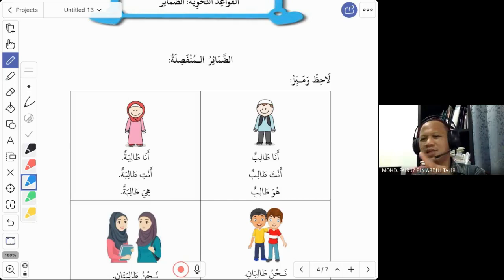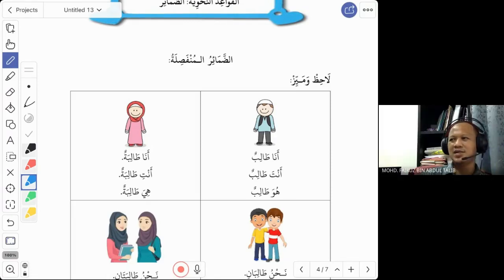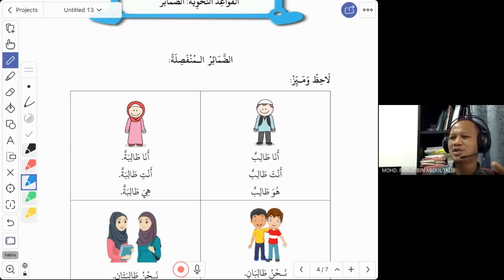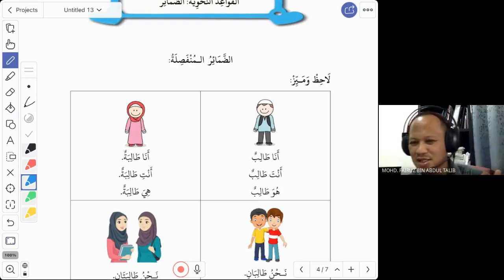Anta, anti, ana. How do you say he? Anyone? Huwa. Huwa, correct. How do you say she? Hiya. And the last word, how do you say we? Nahnu. So these are the 6 words that you have learned in the topic of Dama'ir Munfasila, the separated Dama'ir.